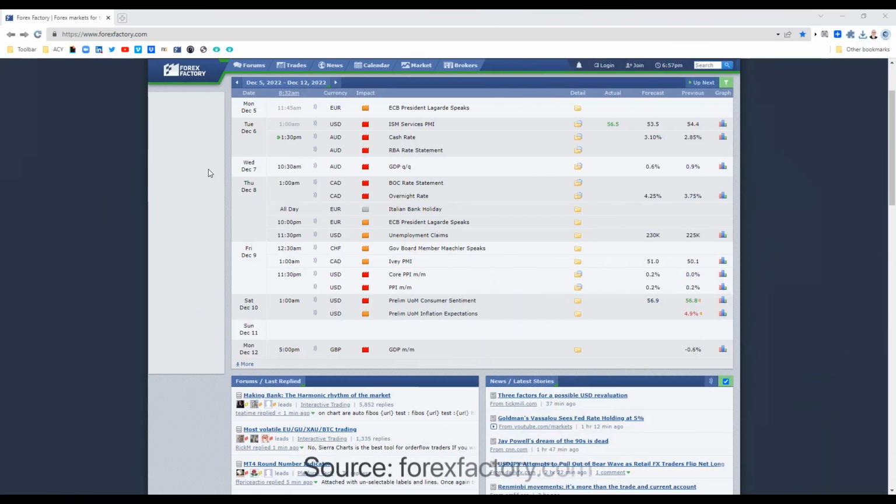Hi traders, just going to run through the news items that could affect the Aussie dollar to the US dollar, the pair I'm reviewing today. So getting into today, Tuesday, times are Queensland time. 1:30 PM for the Aussie, we have the cash rate in the RBA rate statement, expecting a 25 basis point rise there. Moving to Wednesday at 10:30 in the morning for the Aussie again. This time it's GDP QQ.